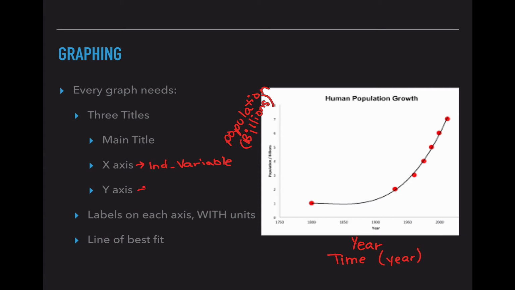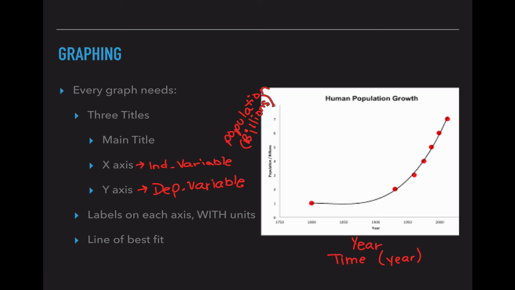The y-axis is the dependent variable. This is the variable that ends up changing. This is the one that we are measuring as the outcome of our experiment. So since this graph is human population growth, our independent variable is time. As time goes on, what happens to our population? So our dependent variable is population.